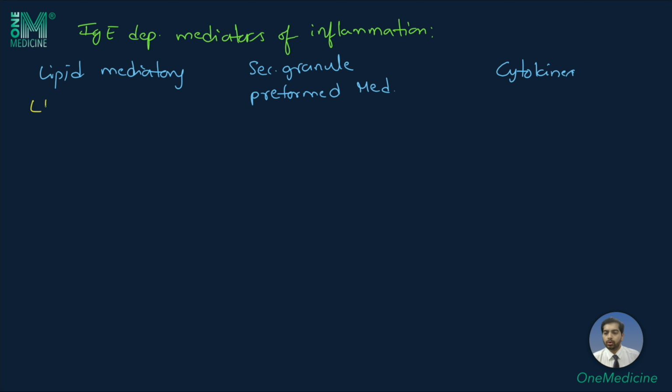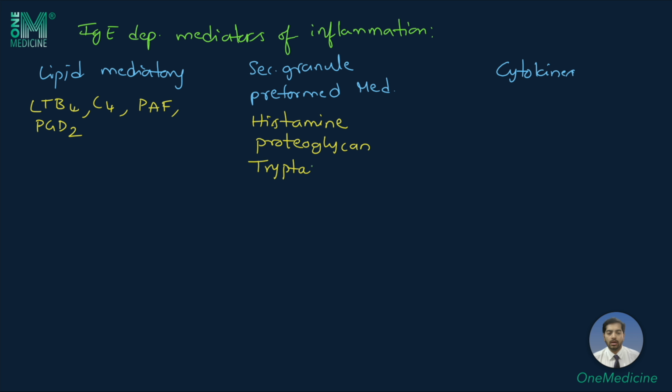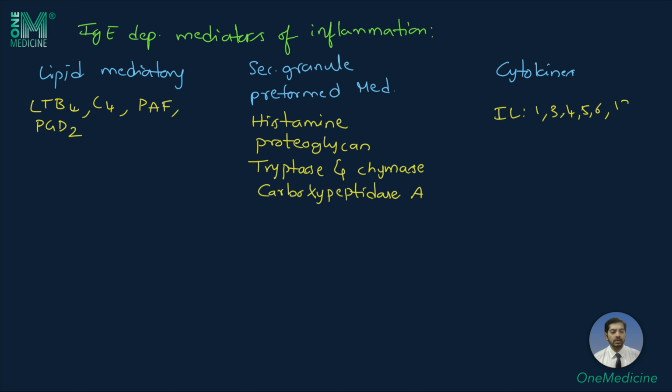Lipid mediators include leukotriene B4, C4, platelet activation factor, and prostaglandin D2. Secretory granule preformed mediators include histamine, proteoglycan, tryptase and chymase, carboxypeptidase A. Cytokines include interleukins 1, 3, 4, 5, 6 and 13, interferon gamma and TNF alpha, GM colony stimulating factors and chemokines.